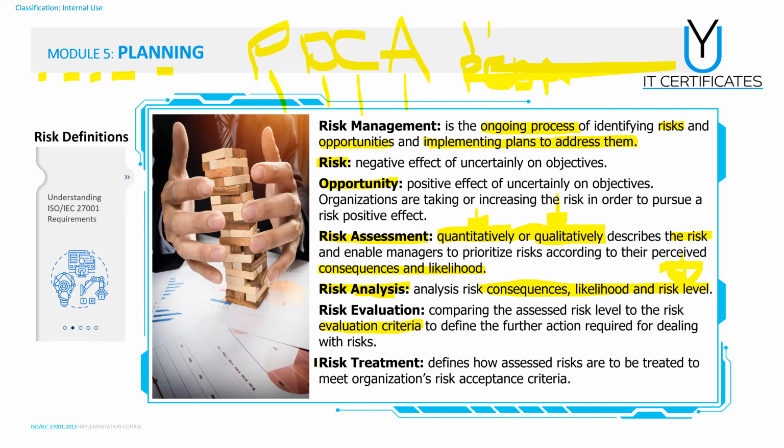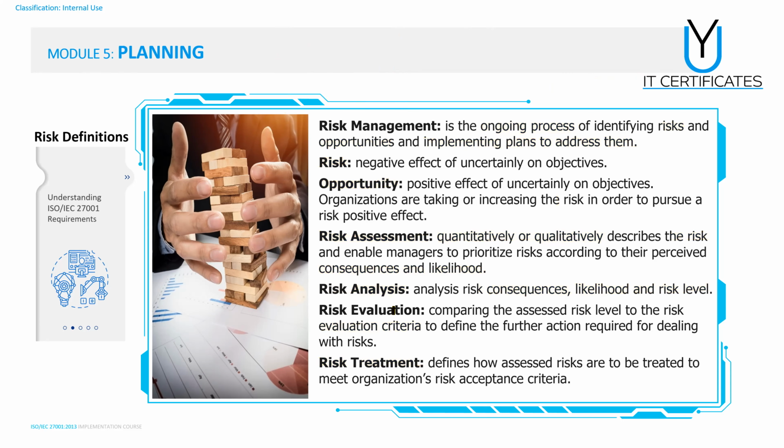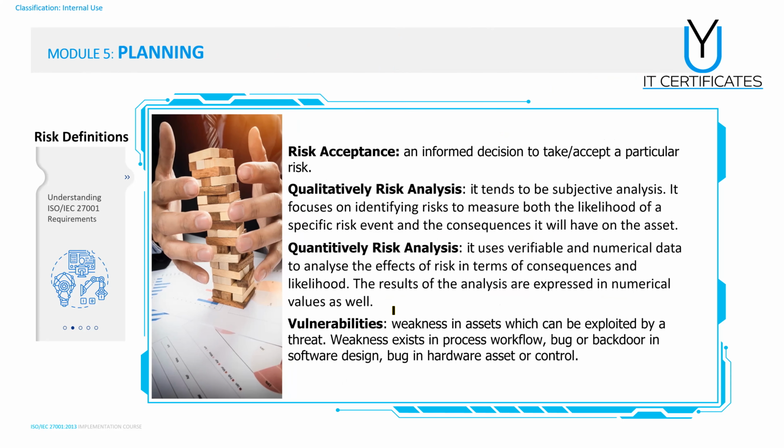Risk treatment: how we will treat the risks. We have four different ways to treat the risks. It will be to mitigate the risk, to minimize the consequences and to minimize its probability. We have to share the risk or transfer the risk, and we have to avoid the risk, or finally we can accept the risk. We will discover all these definitions in more detail in the next few slides.